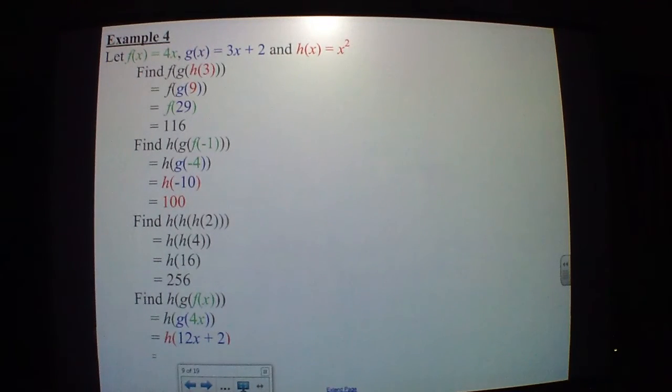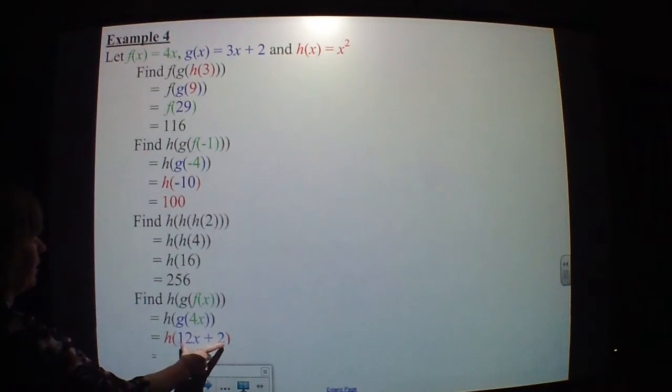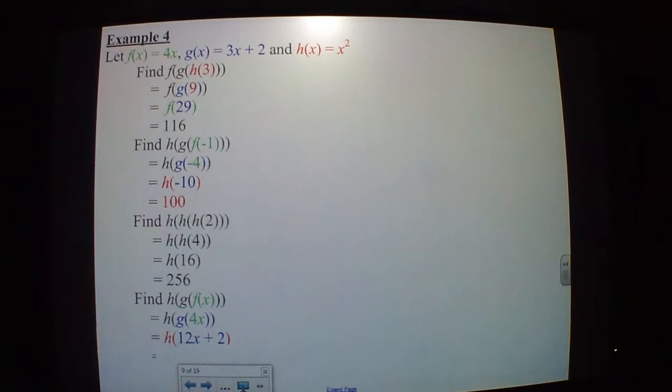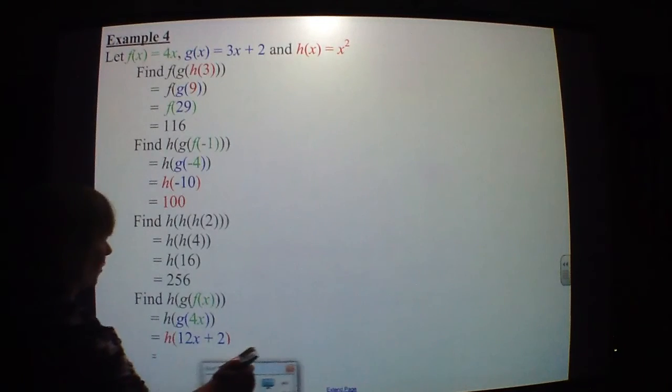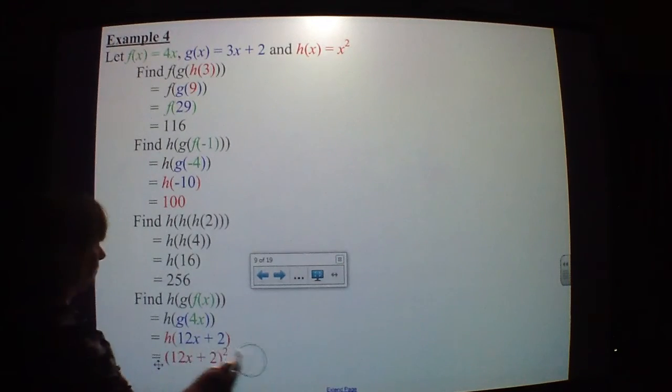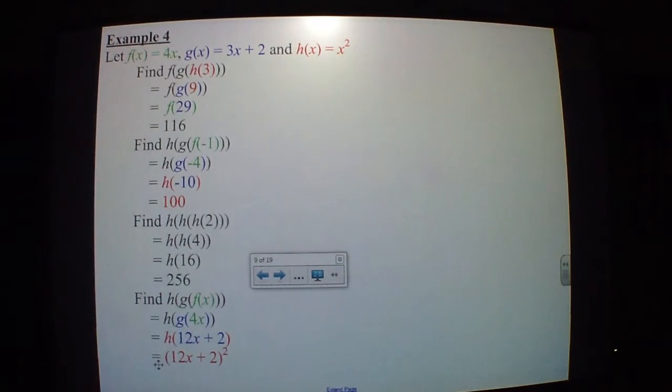Now in my h function, instead of h of x equals x squared, I have 12x plus 2 is what goes in for my x. So I have 12x plus 2 quantity squared. And you don't need to FOIL this. You just leave it right there. If I had this on a test, I'd probably just have you stop there.